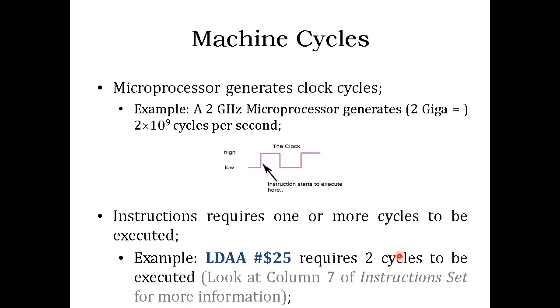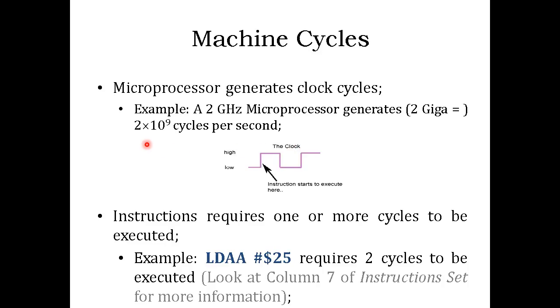Now again, as you probably know, any microprocessor generates a bunch of clock cycles, and it keeps generating the clock cycles. As an example, a 2 gigahertz microprocessor generates 2 times 10 to the 9 cycles per second.